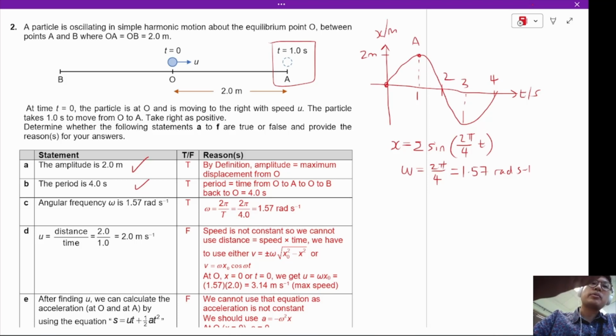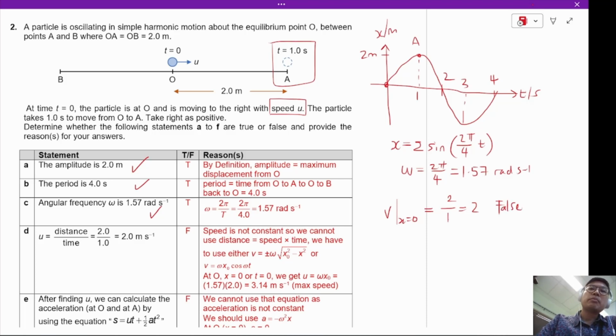So that is true as well. Okay, u is distance over time. So at time t, the particle is at O and moving to the right with speed u. So can we use this formula? V when x equals 0 is equal to distance divided by time, 2 divided by 1. This is not true. This is false.